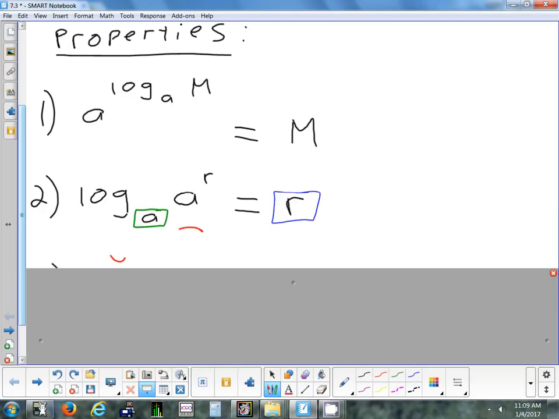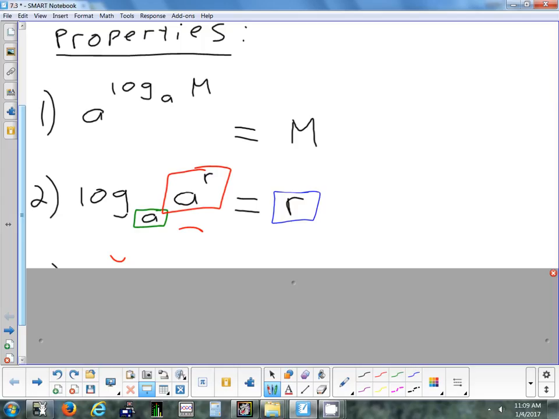No, log's not the argument. Log is the function name. So logarithm, that's like sine or cosine. It's just the name of what you're doing. But what's my argument? A to the power of r. A to the r. That's what you're taking the log of. That's what's getting plugged into the log function.